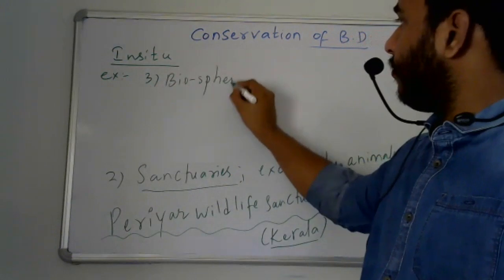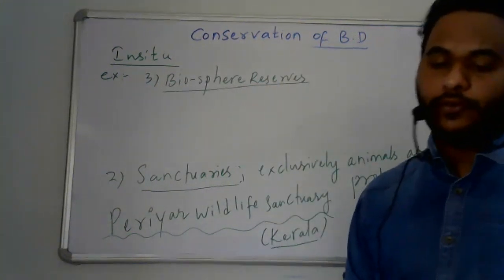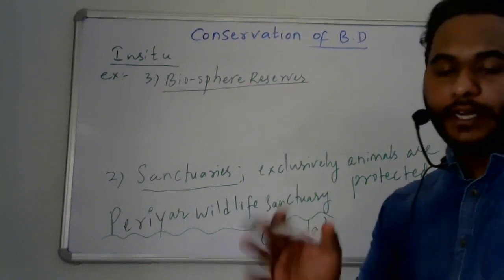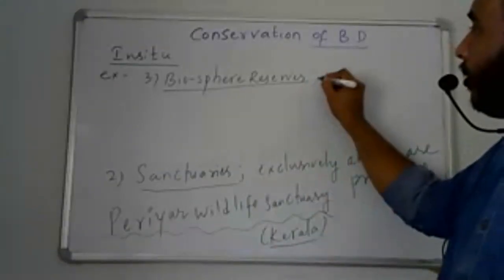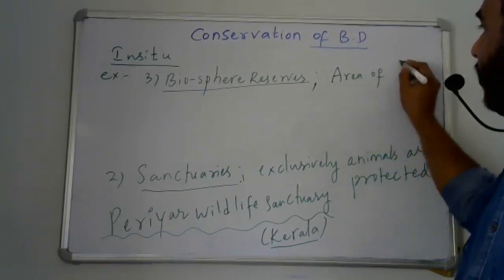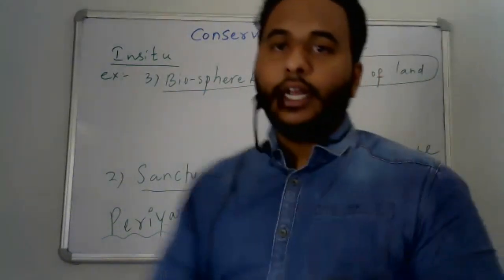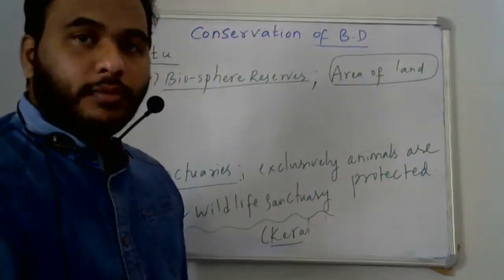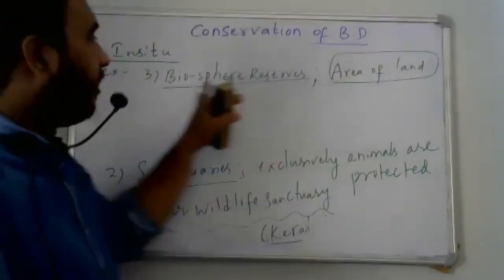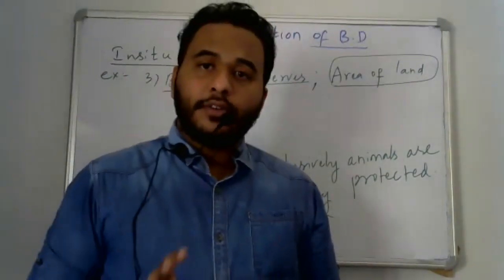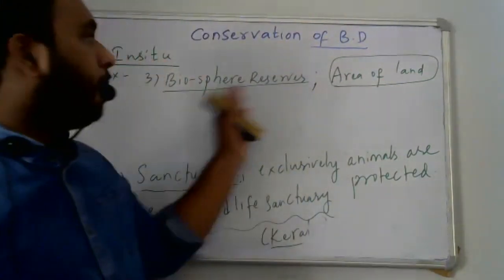Next, number 3, biosphere reserves. Coming to biosphere reserves, it is a particular area of land, or a particular coastal ecosystem, where the wildlife, plants and animals are all being protected. That comes under biosphere reserves. In biosphere reserves, killing plants and animals, nothing is allowed. So that is called biosphere reserves.